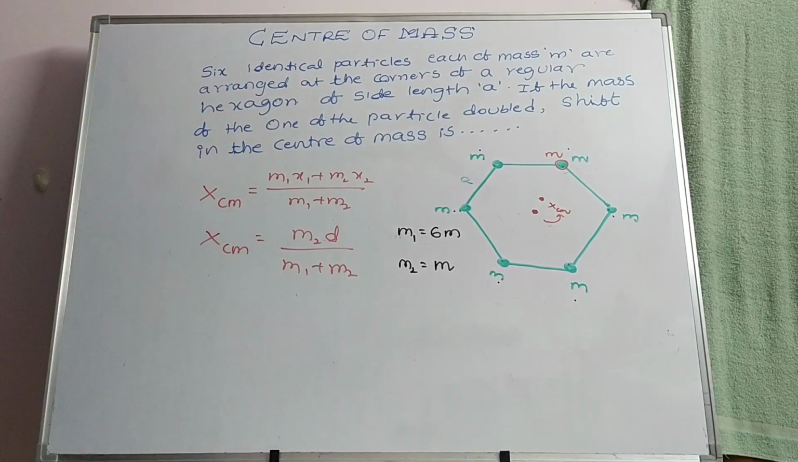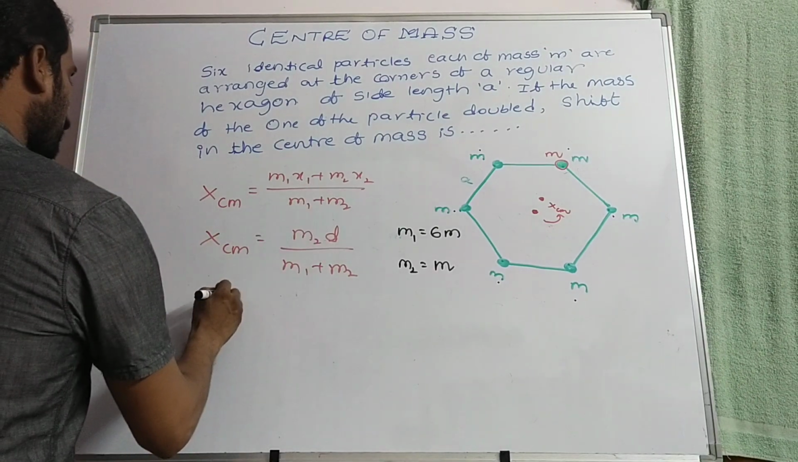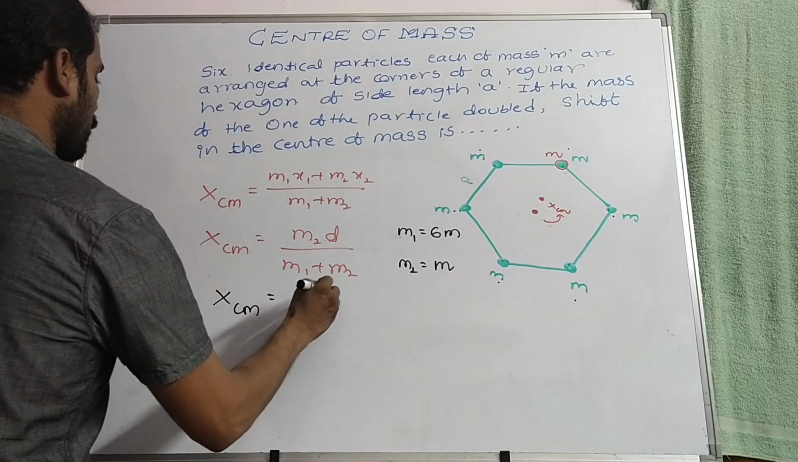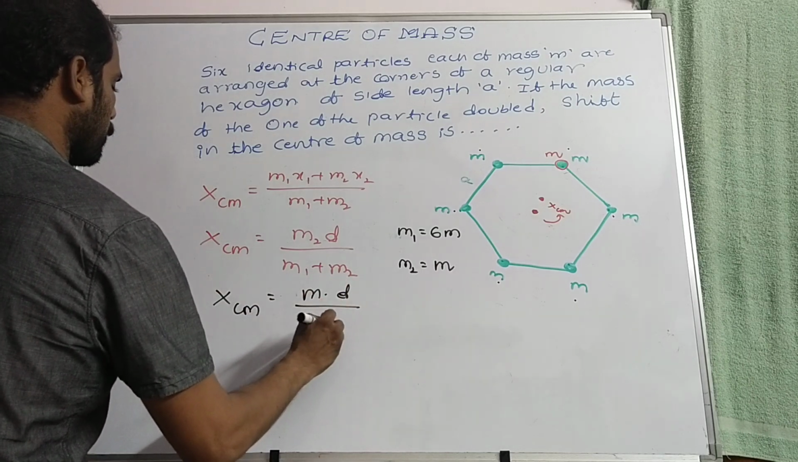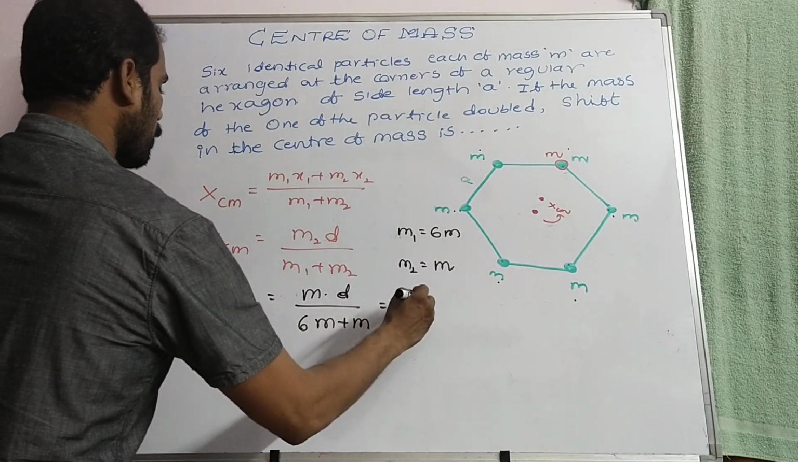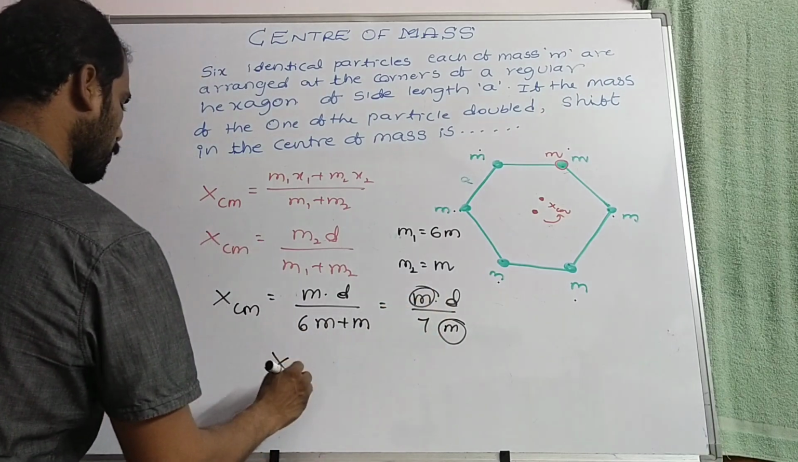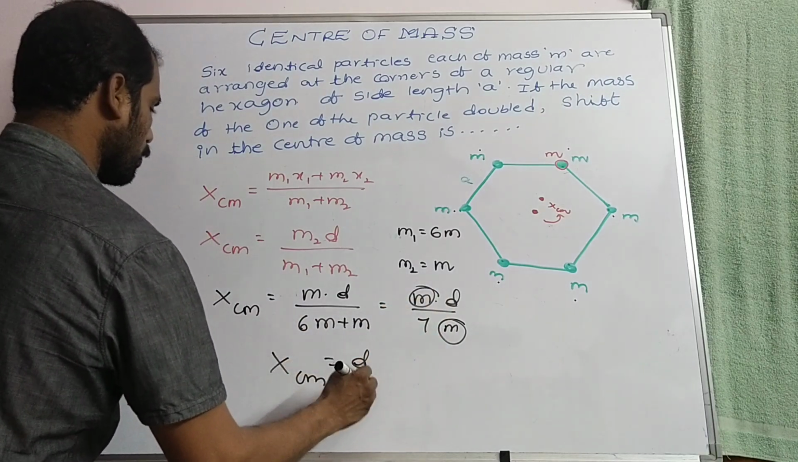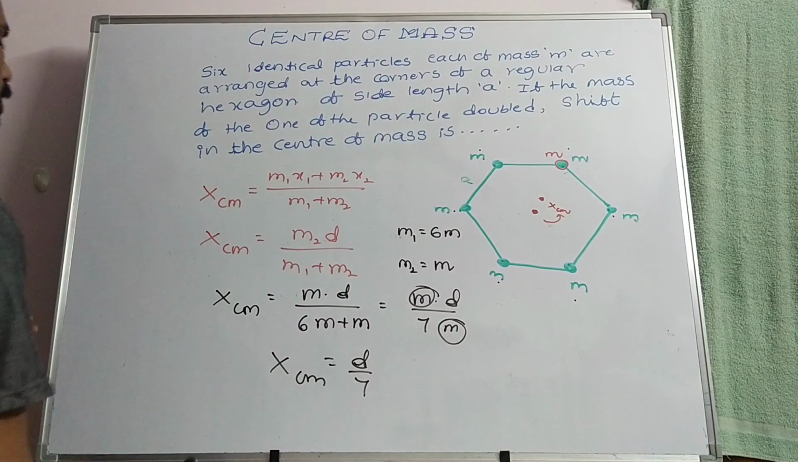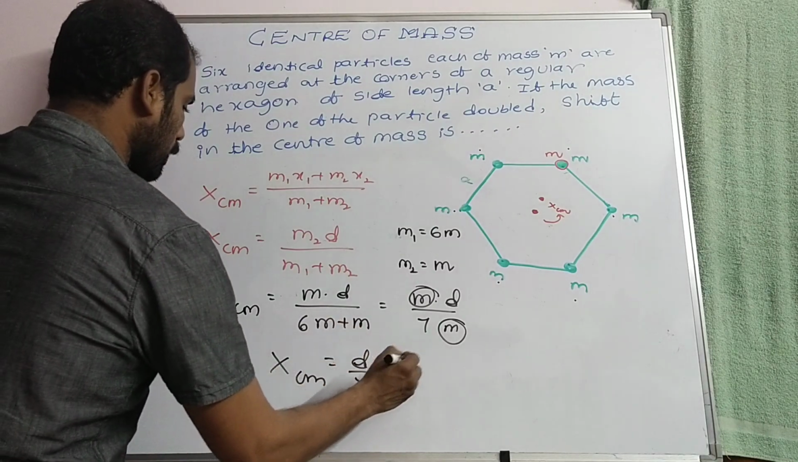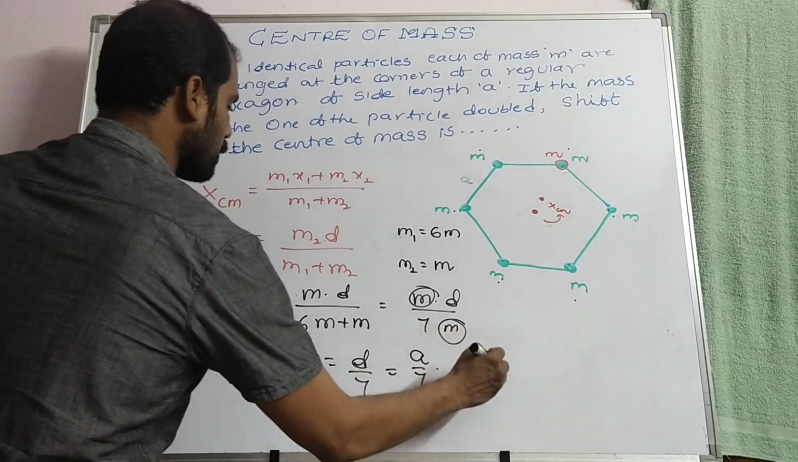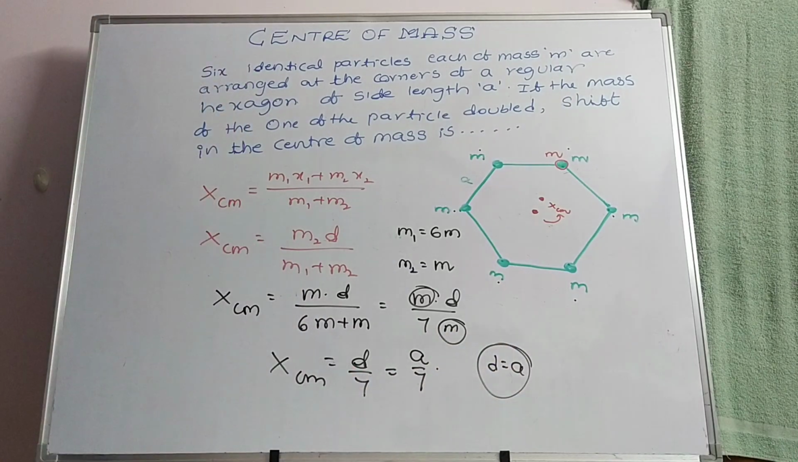m2 is equal to small m. So XCM is equal to m into d by 6m plus m, that is equal to m into d by 7m. So the both m gets cancelled. Now XCM is equal to d by 7. Now that you can write as a by 7, since d is equal to a, given. So a by 7 will be the answer.